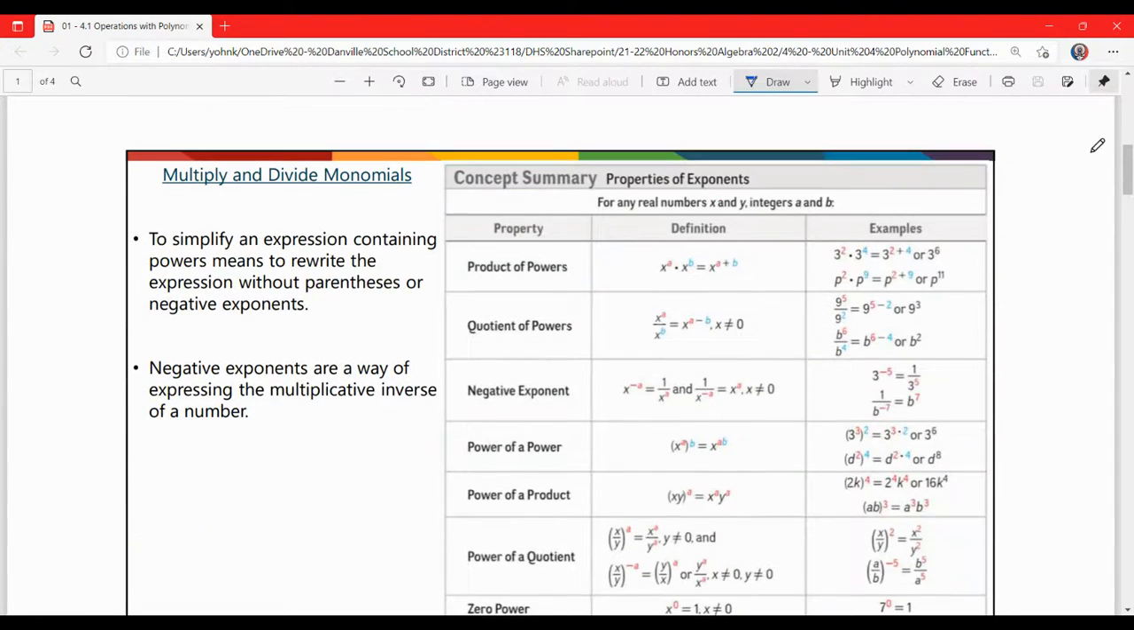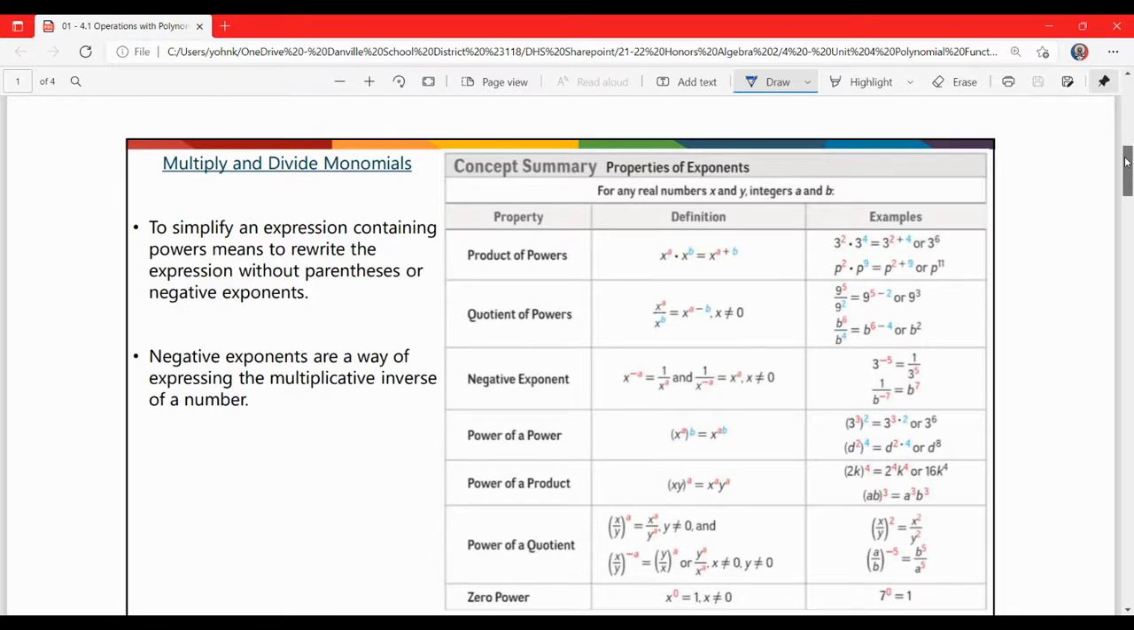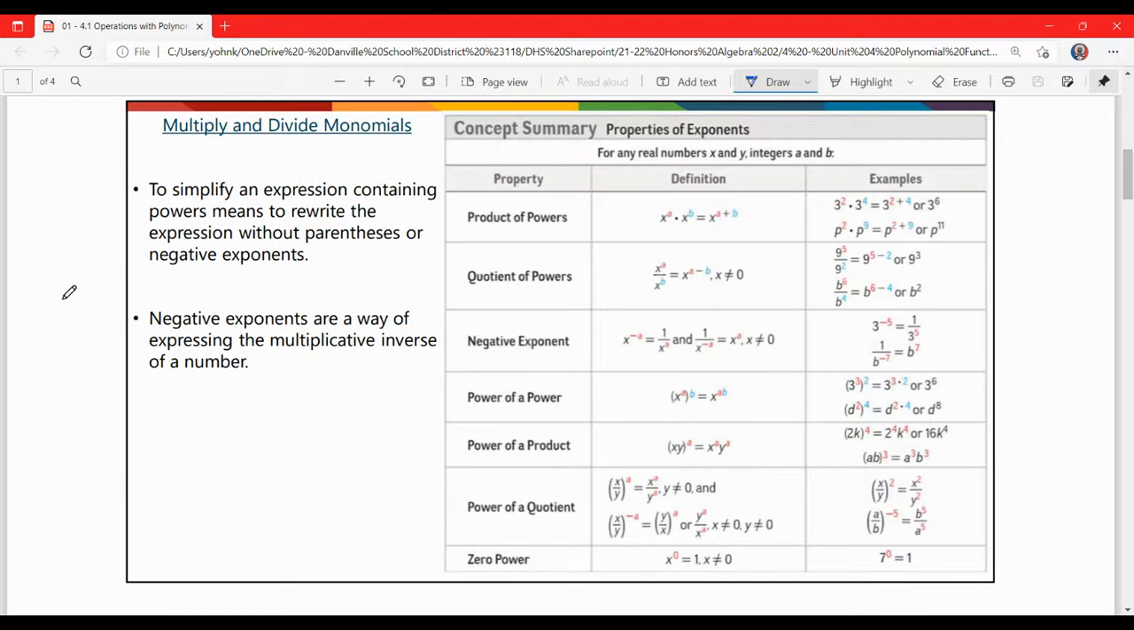So first thing we need to do is review some of the exponent rules that you learned about in Algebra 1. To simplify an expression containing powers means to rewrite the expression without parentheses or negative exponents. And these negative exponents are just a way to express the multiplicative inverse of a number. Now, here are all the major exponent rules.